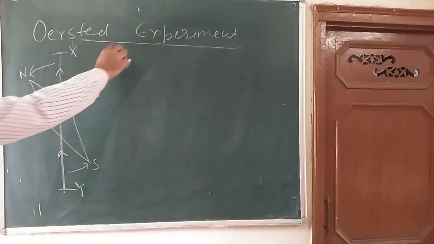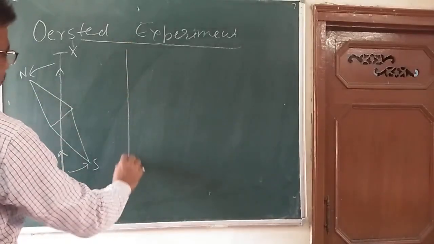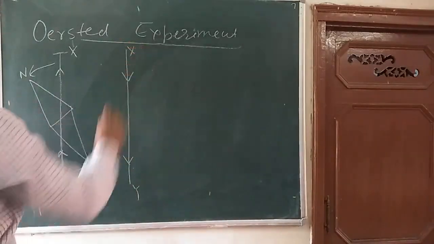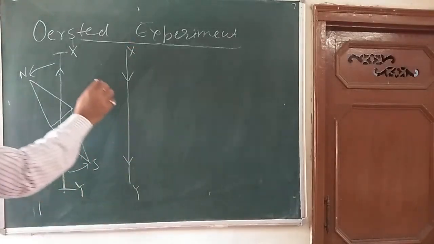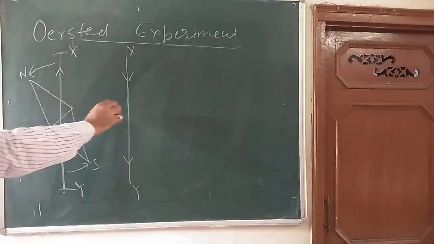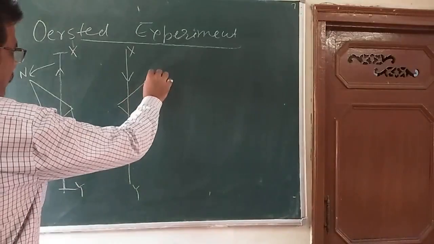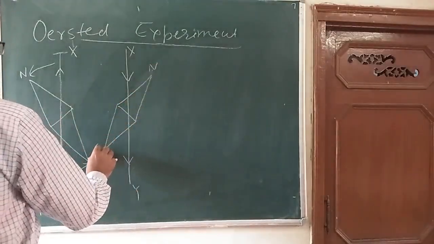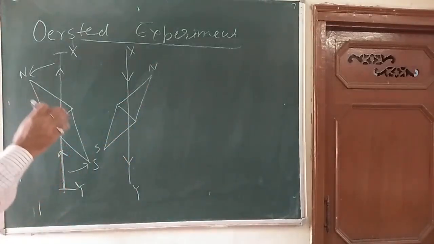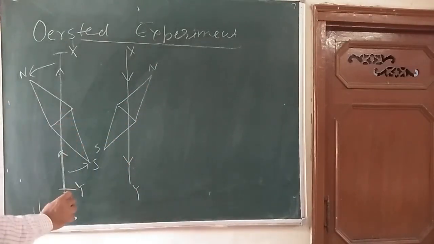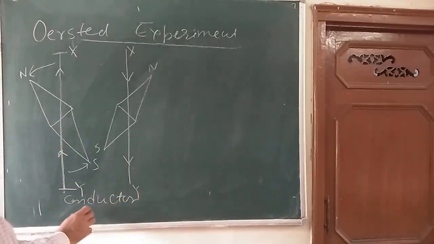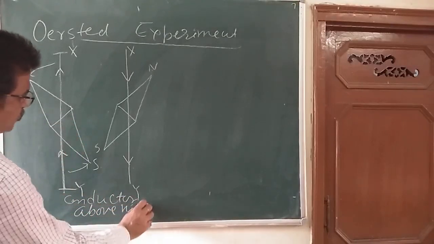If the direction of the current is reversed, then what do we observe? We observe that the magnetic needle gets deflected in the opposite direction like this. In both cases, the conductor is above the needle. Then we are observing like this.